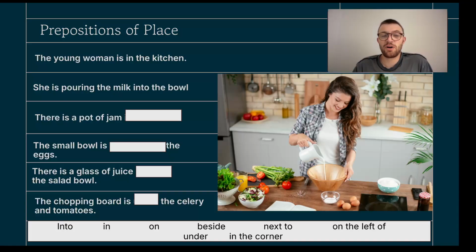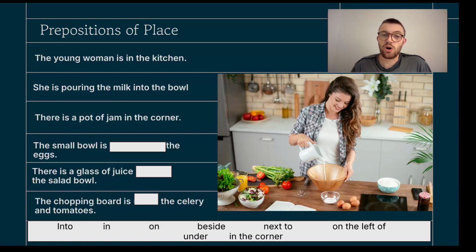Right. There is a pot of jam. Where is the pot of jam? So this little pot or jar down at the bottom here, it is in the corner. There is a pot of jam in the corner. Well, it's in the corner of the picture.